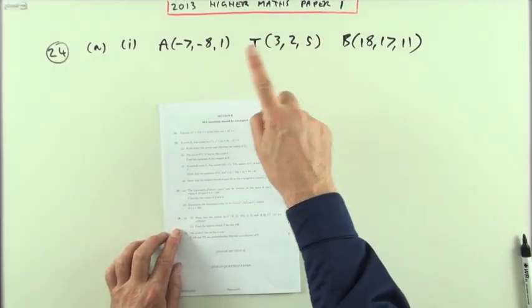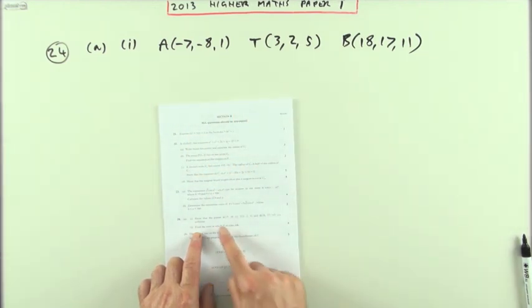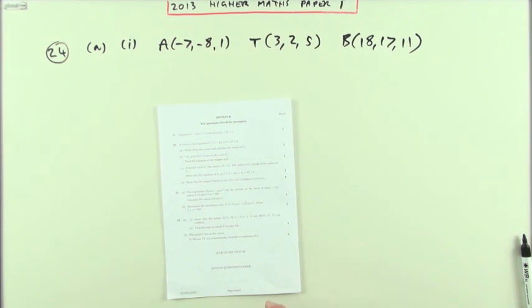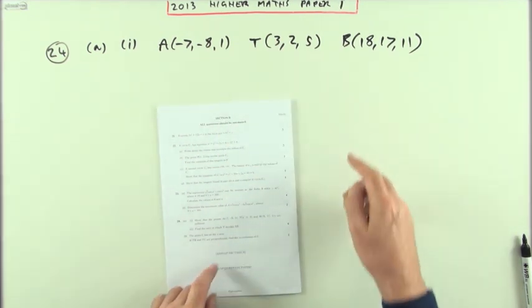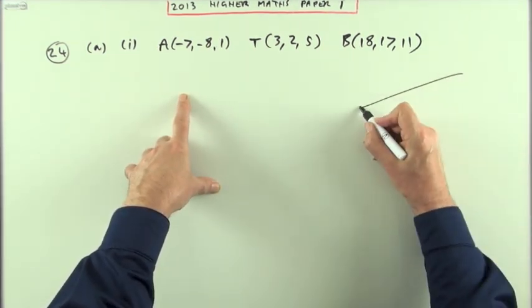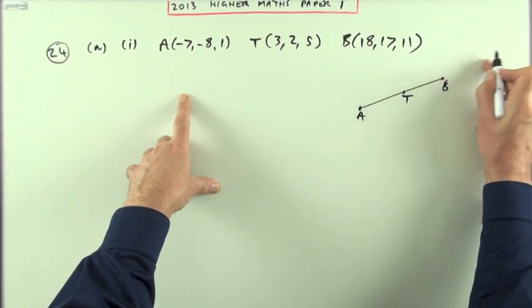Last question in paper 1 of the 2013 Higher Maths. 3 points in 3 dimensions, show that these points are collinear, and the usual second part to find the ratio in which T divides A and B. Well, so we're drawing here. There's A, presumably T's there because you have to show they're collinear, and there's B.